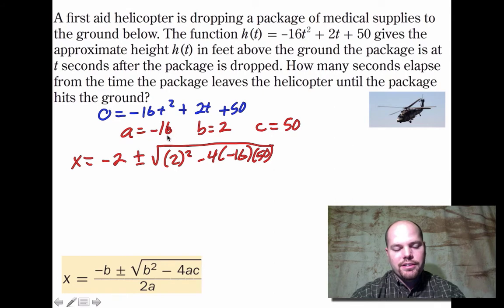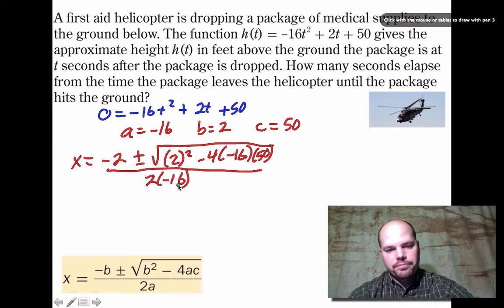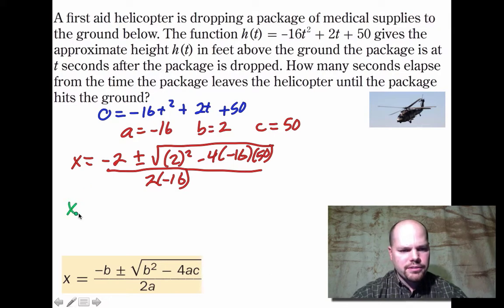Okay, so like I said, a is not always 1. In the first 4 examples it was, but now we have one where it's not. All over 2a, all over 2 times negative 16. Now we're going to start simplifying this.